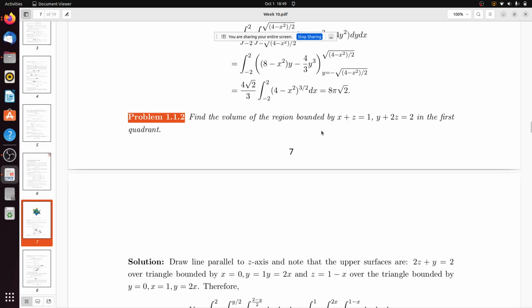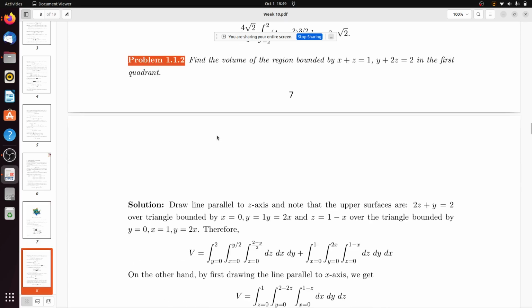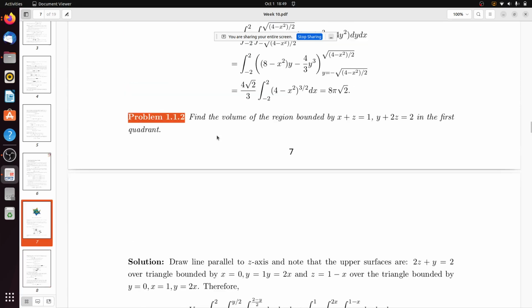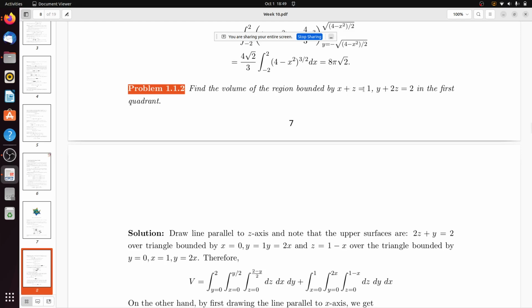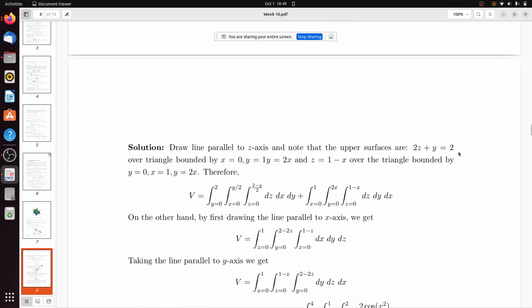So you have to find the region bounded by x plus z equal to 1 and y plus 2z equal to 2 in the first quadrant. So first, z equal to 1 minus x, and here z equal to 2 minus y by 2. If you just see here, draw a line parallel to the z axis and note that the upper surface is 2z plus y equal to 2 over the triangle bounded by x equal to 0, y equal to 1, y equal to 2x, and the lower surface z equal to 1 minus x over the triangle bounded by this.